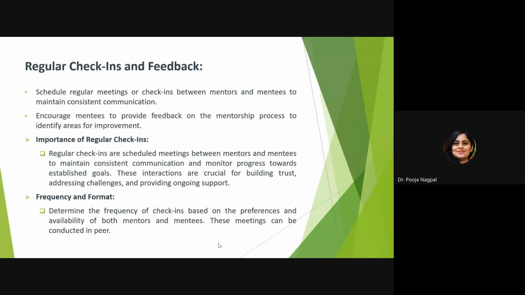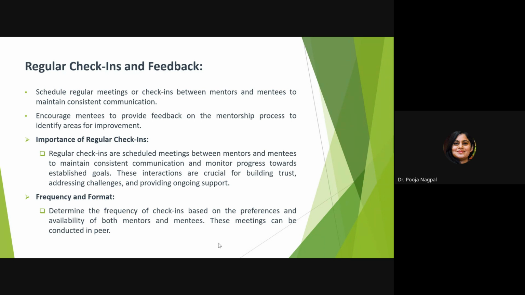Schedule regular meetings or check-ins between mentors and mentees to maintain consistent communication. Encourage mentees to provide feedback on the mentorship process to identify areas for improvement. I've just discussed that if you structure a mentorship program, there may be some proforma in which teachers are also filling, your mentor is also filling that form, and your students are also filling. It may be in digital form also, a Google form. So there are many possibilities in the way you create that feedback form.